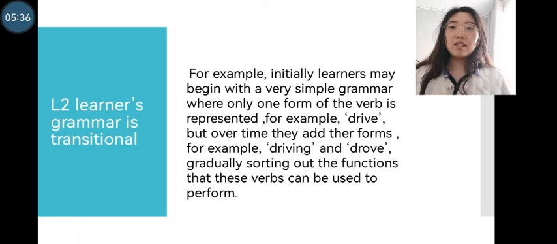That is, learners construct a series of mental grammars or interlanguages as they gradually increase the complexity of their second language knowledge. For example, initially a learner may begin with a very simple grammar where only one form of the verb is represented, for example, "drive." But over time they add other forms, for example, "driving" and "drove," gradually sorting out the functions that these verbs can be used to perform.